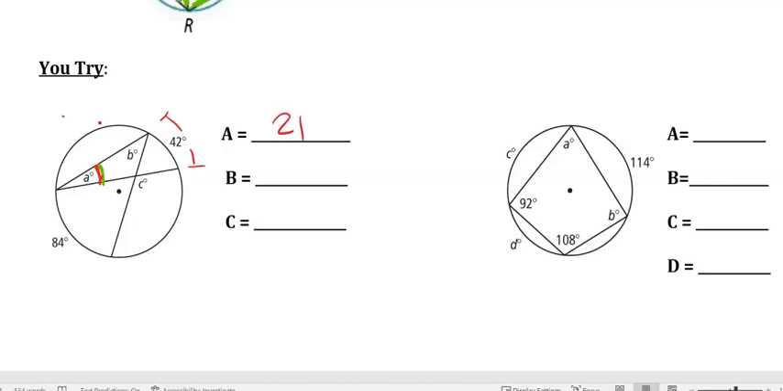Now B, on the other hand, it's like a flashlight, and it's shining out onto the circle. That is going to intercept which arc? The arc that is a measure of 84. So that means that B must be half of that, which is 42.